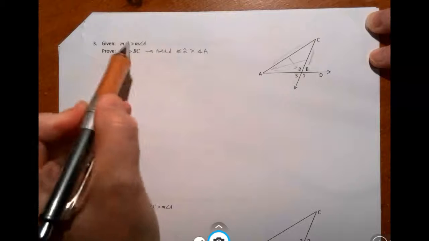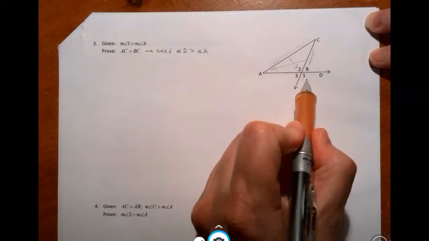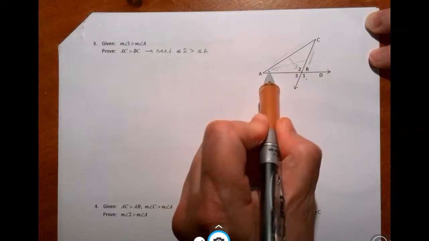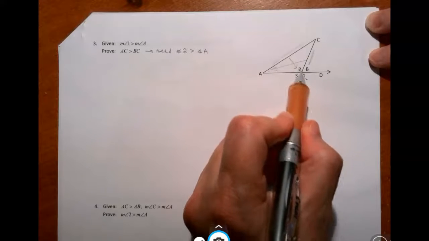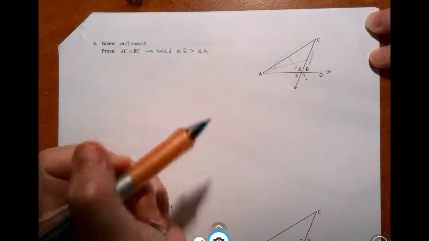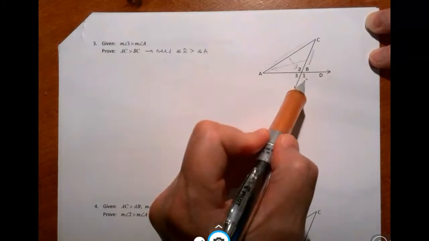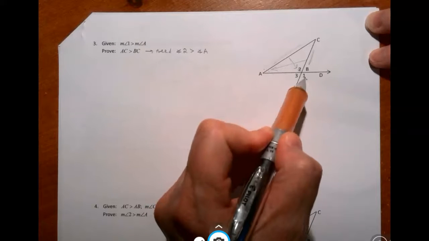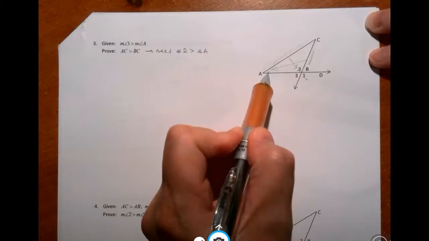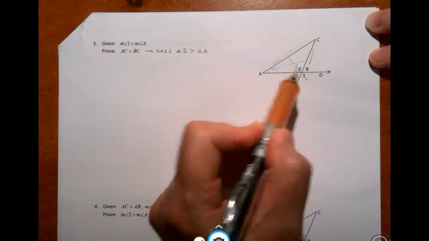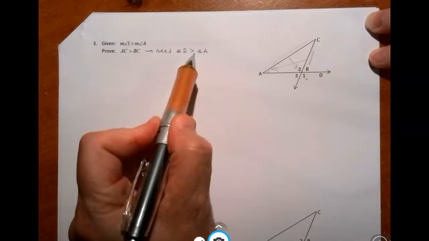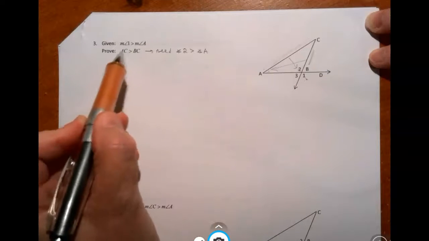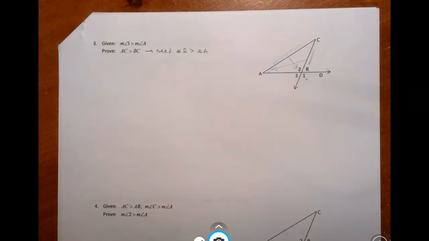So we're given that angle 1 is bigger than angle A. And we know that angle 1 and angle 2 are congruent because vertical angles are always congruent. So then we can conclude that if angle 1 is bigger than angle A, and angle 2 is the same as angle 1, angle 2 has to be bigger than angle A. And that's going to be that substitution property. And then from there, I've proven that angle 2 is greater than angle A, and then I can conclude this. So I'm going to go ahead and write that up, and then I'll be right back.